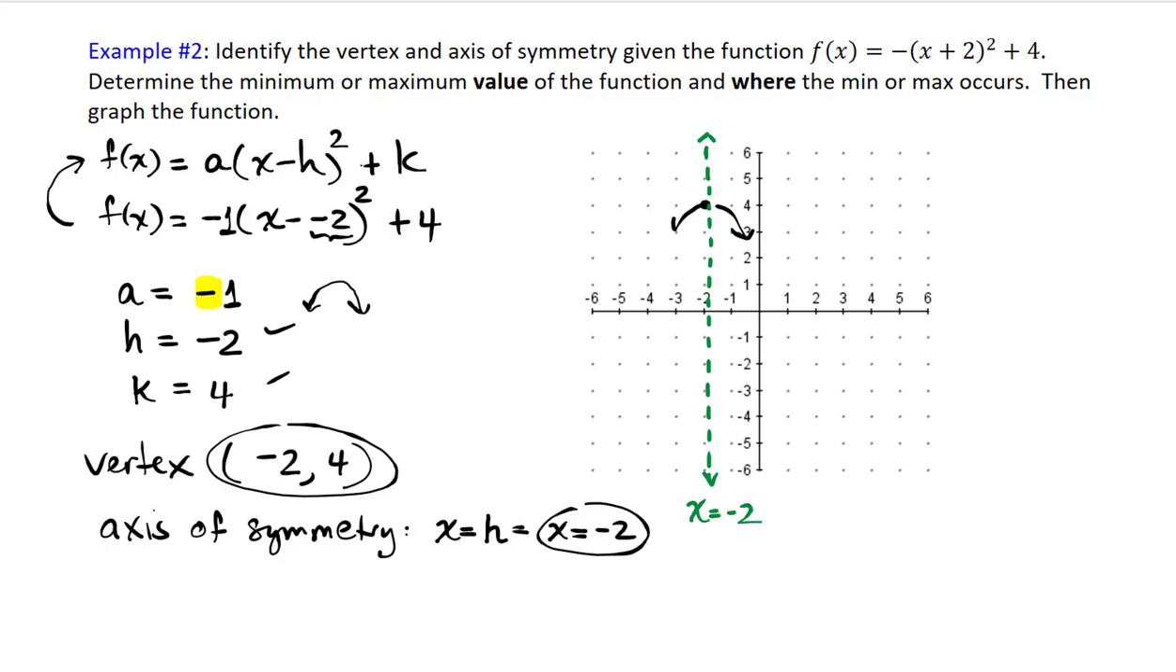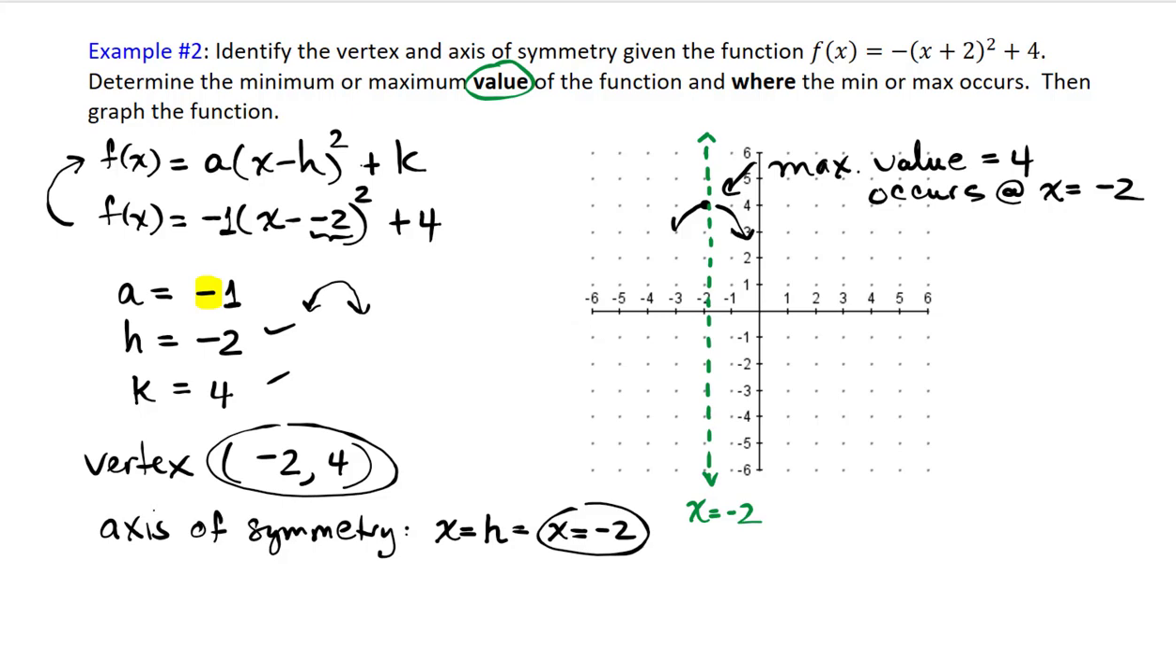And now to determine if it's a maximum or minimum value based on the direction of the parabola, this gives us a maximum point. The value is what we want, and therefore the maximum value is the y coordinate of the vertex point, which in this case is 4. And where it occurs, the location is at x equals -2. This is the location where the max occurs.